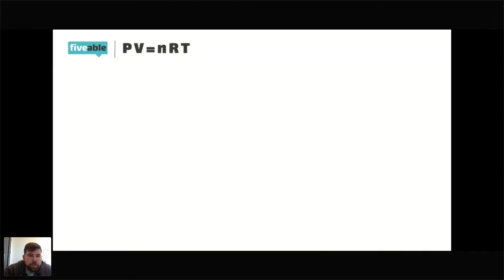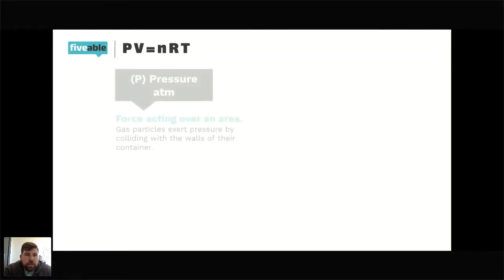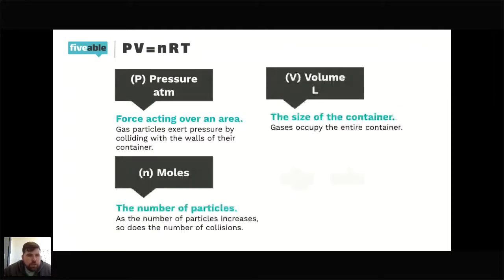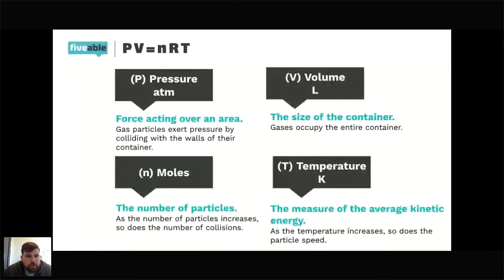So, of course, what am I leading to? The ideal gas law. The ideal gas law is PV equals nRT. It relates four of these variables to each other, and if you know three of them, you will always be able to identify the fourth. P is pressure. Remember, pressure in the physics world is a force acting over an area, but really your takeaway should be that gas particles exert pressure by colliding with the walls of their container. When they hit the walls of their container, they are exerting pressure.